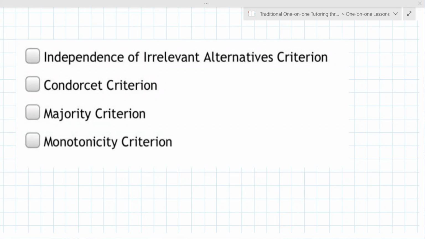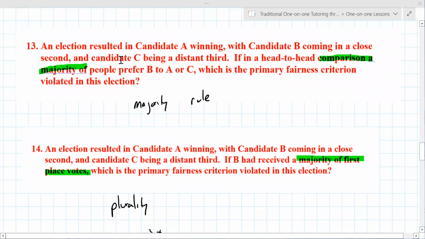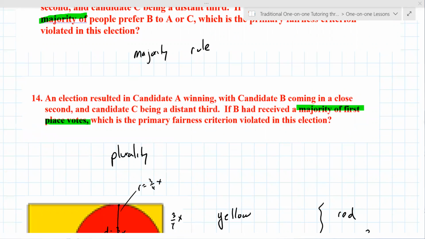Are you still there, Matt? Yes. Okay, sorry. If B had received a majority of first place votes. The answer I've seen a couple of times here for this one is monotonicity. But if you haven't covered it, you've got to be very careful putting in words that are not covered in class, because then they wonder where you got them. That could create more issues than it's worth.